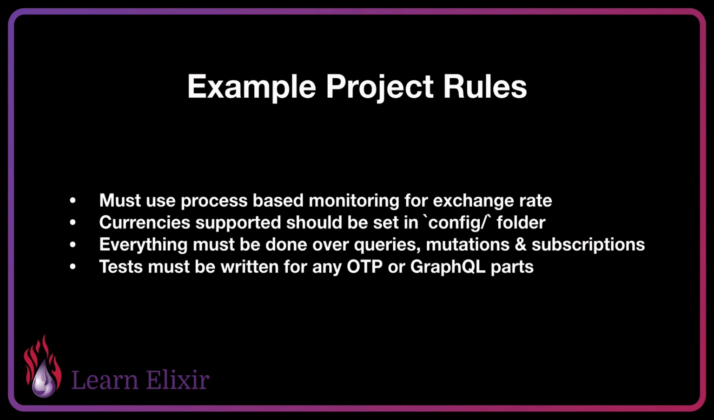Some of the rules of this project are that we must use a process-based monitoring for our exchange rate so that we can monitor what our exchange rate will be and that it's accurate and alive. The amount of currencies that we support should be able to be set inside of the config folder so that we can set what currencies we want to support in our application when we're compiling it. All of our user interaction functionality, such as sending money or even looking at a user's account for money and how much they have, should be done over GraphQL queries and mutations. Finally, we should have tests written for all of the parts that we write that are OTP related or GraphQL related so that we can ensure we have a level of guarantees.